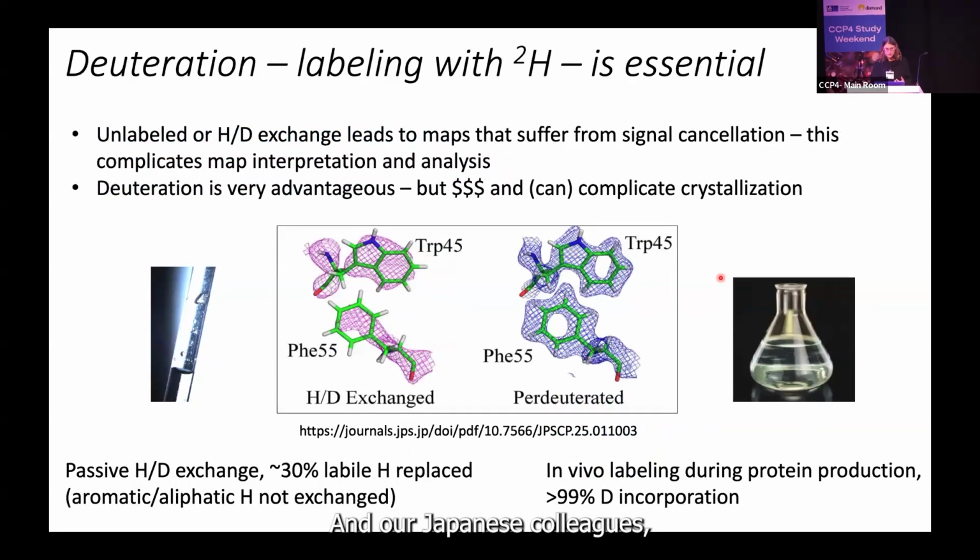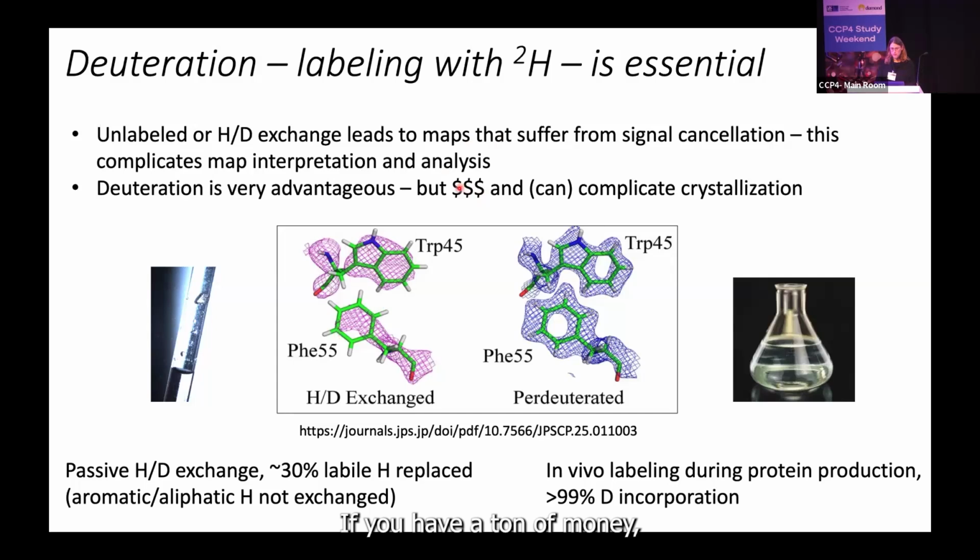And our Japanese colleagues published a paper where they had a beautiful figure that illustrates exactly the power of deuteration. So on the left, with the pink map, you see an HD exchanged crystal. And what you immediately notice is that these unexchanged hydrogens, covalently attached to these carbons in a phenylalanine, actually lead to something called signal cancellation. They have a negative scattering length. They actually cancel some of the positive contribution from the adjacent carbon. So while this map looks pretty ugly if you're an X-ray crystallographer, to neutrons, this is normal. It's perfectly normal to see these kinds of maps for HD exchanged crystals.